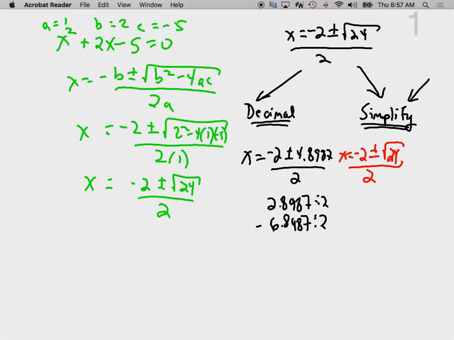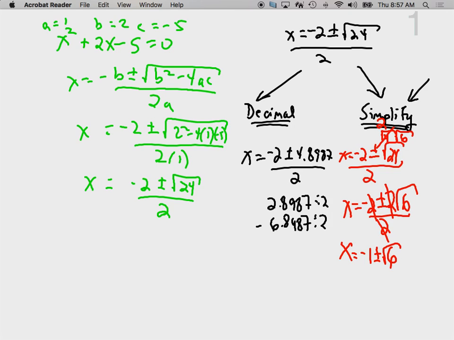Now, I can simplify the square root of 24 because the square root of 4, which is 2, divides into it. So I'm going to trade in the square root of 24 into square root of 4 times square root of 6. I think you can see going backwards that 4 times 6 is 24. And then I'm going to make the square root of 4 2. So the answer becomes x is -2 plus or minus 2 radical 6 over 2. And then I cancel out all the 2's, and I get -1 plus or minus radical 6.